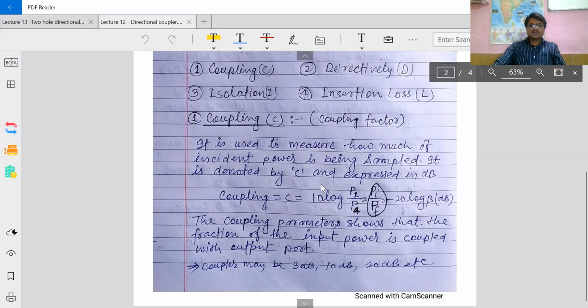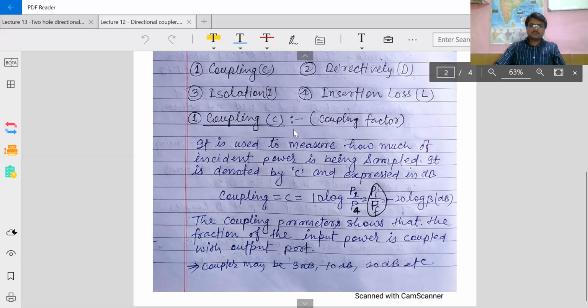So coupling factor is the ratio of power given to port 1 to the power received at port 4. So it is the ratio of input power to the coupled power.